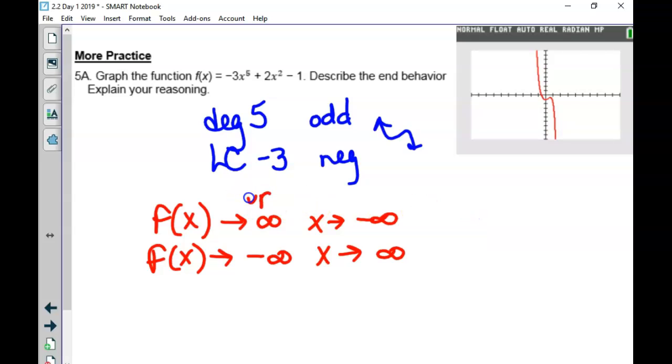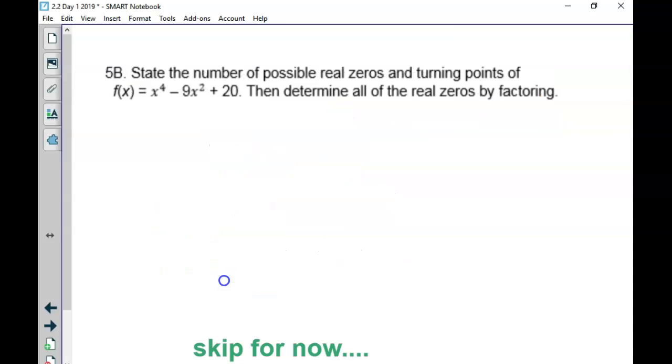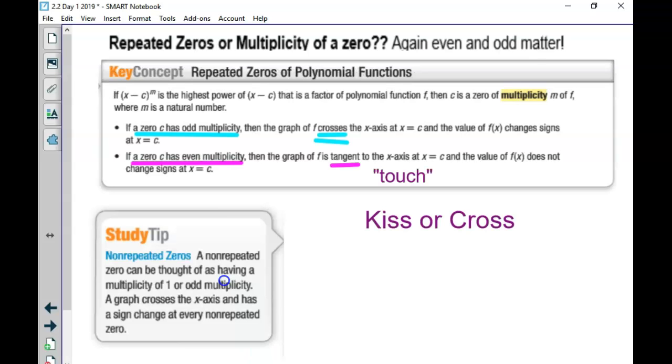So this was up on the left, down on the right. Make sure you get end behavior by now. And we explained our reasoning with the degree and leading coefficient. All right. I'm going to skip this one for right now.